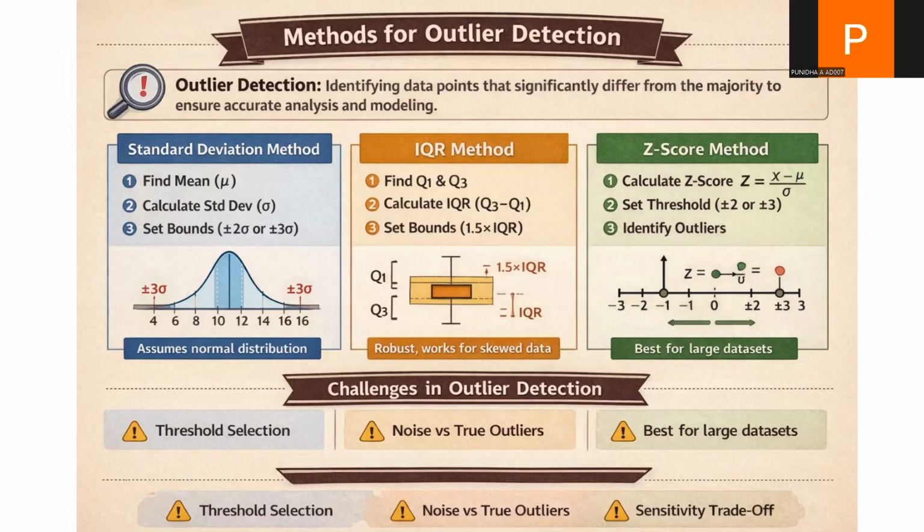Challenges in outlier detection. Detecting outliers effectively poses several challenges. Determining the threshold: deciding the correct threshold that accurately separates outliers from normal data is critical and difficult. Distinguishing noise from outliers: in datasets with high variability or noise, it can be particularly challenging to differentiate between noise and actual outliers. Balancing sensitivity: an overly aggressive approach to detecting outliers might eliminate valid data, reducing the richness of the data.